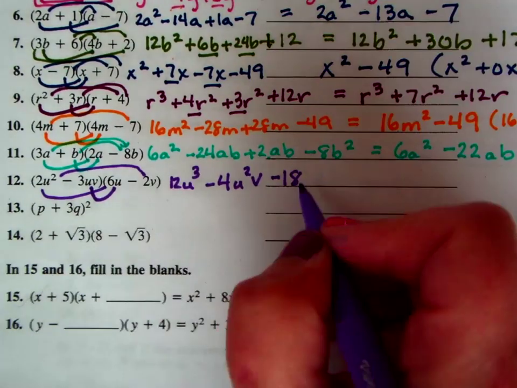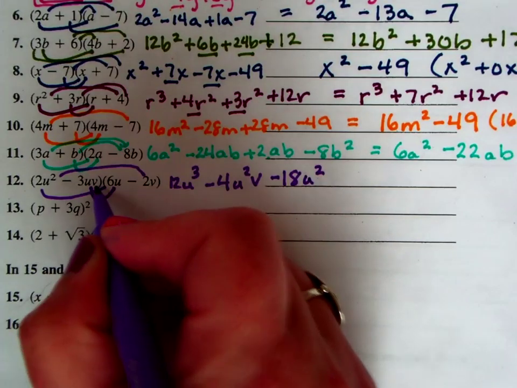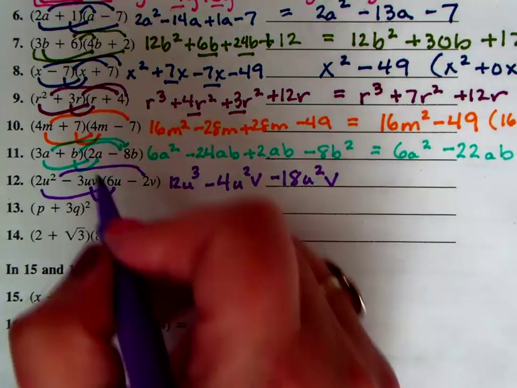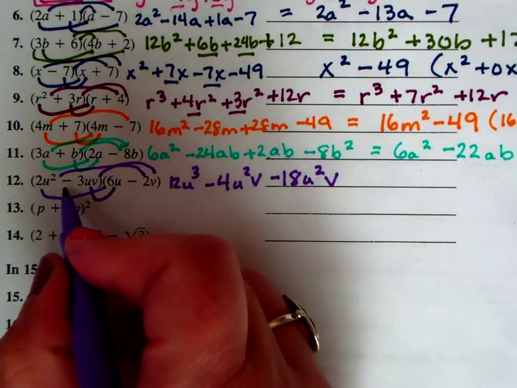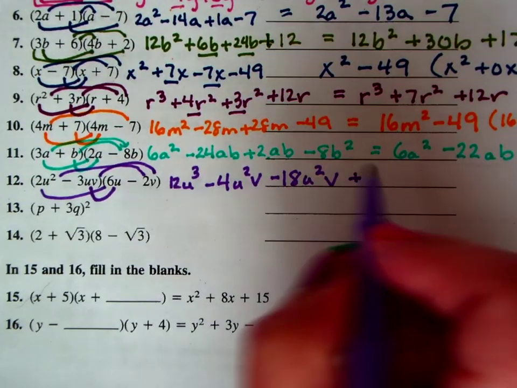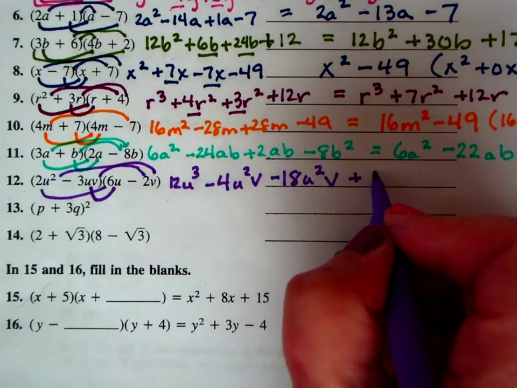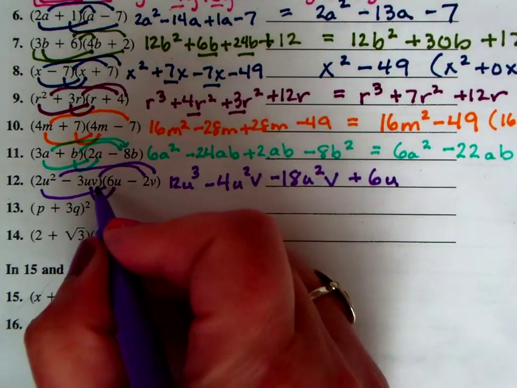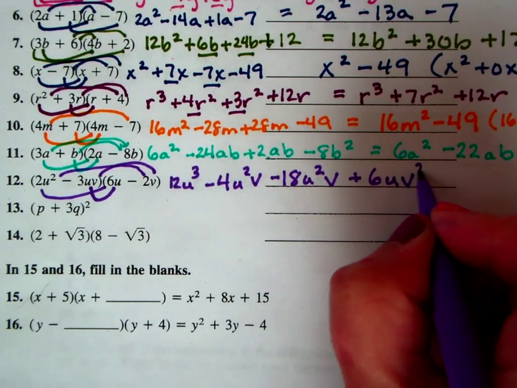U times u is u squared. And there's still a v here. These got a little bit tricky. And then the very last, negative times a negative is a positive. 3 times 2 is 6. U times no u is just u. And then v times v is v squared.